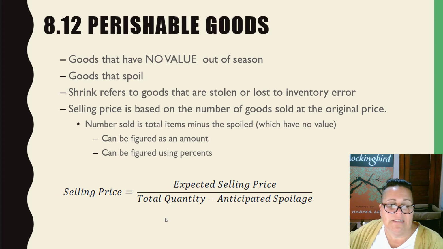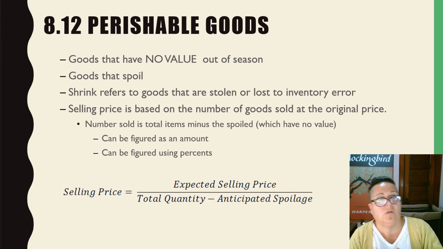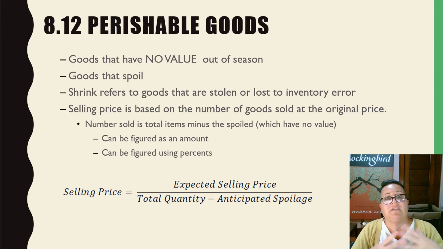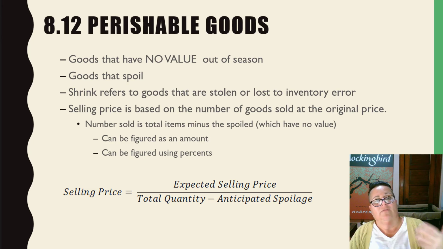Our selling price in this case is based on the number of goods sold at the original price, but we want to adjust for the losses by taking what we expected to make and dividing it essentially by what we actually have. So our number sold is the total items minus the number that's spoiled, because those that spoiled or those that were stolen have no value. We can't make any money off of them.